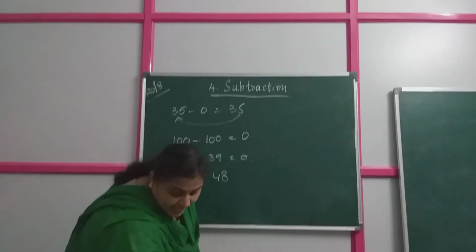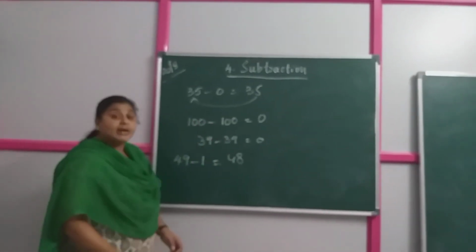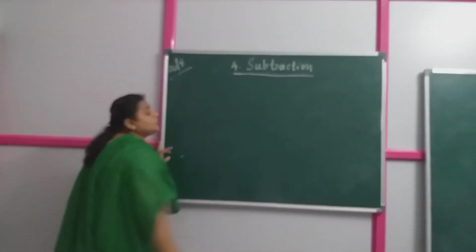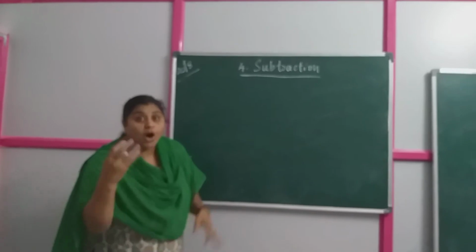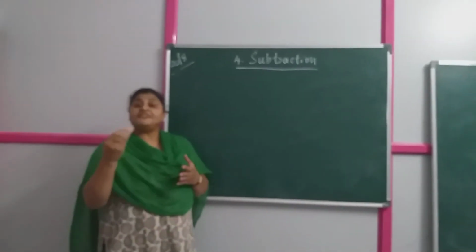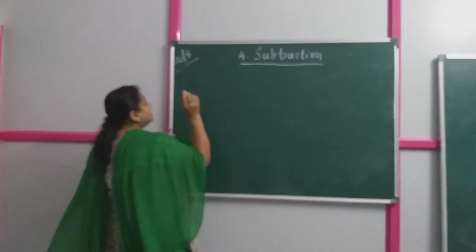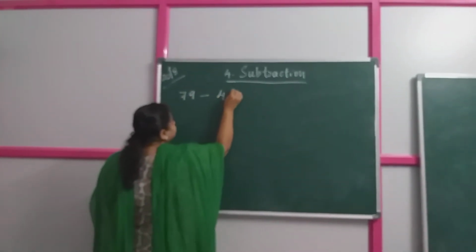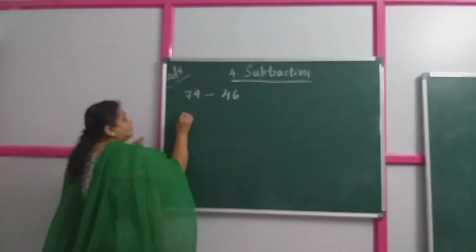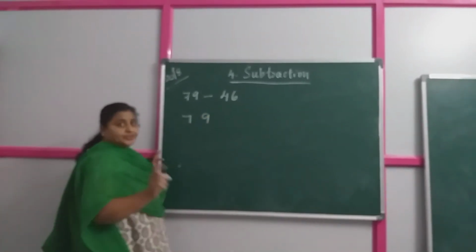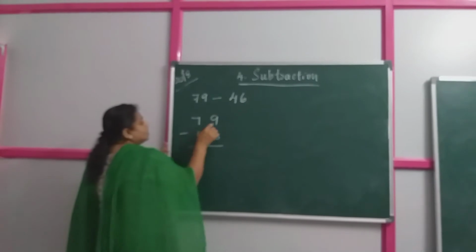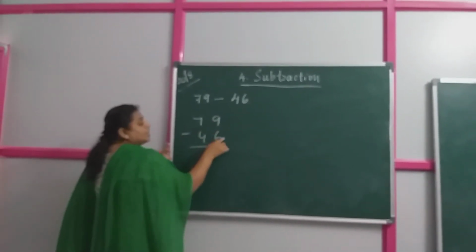Now let us take the other topic, subtracting by regrouping. What do you mean by regrouping children? I have told you the concept of borrow. Suppose I am subtracting two digits, say 79 minus 46. First, you have to arrange the numbers. 9 minus 6.